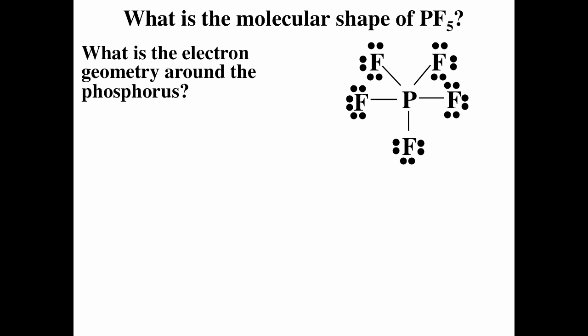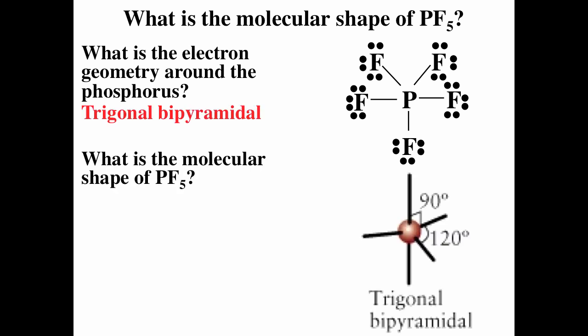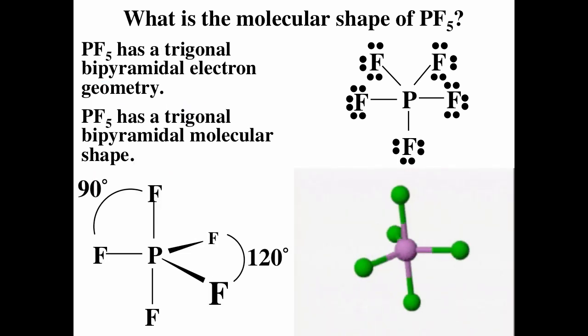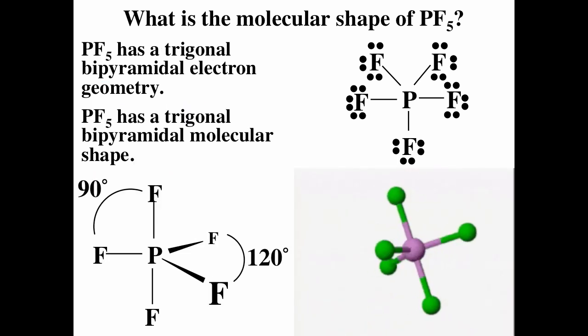And so we got 5 regions, and so that would give us trigonal bipyramidal electron geometry. We have no lone pairs, and so that would also give us trigonal bipyramidal molecular shape. And so only when there's no lone pairs will the electron geometry and molecular shape be the same.